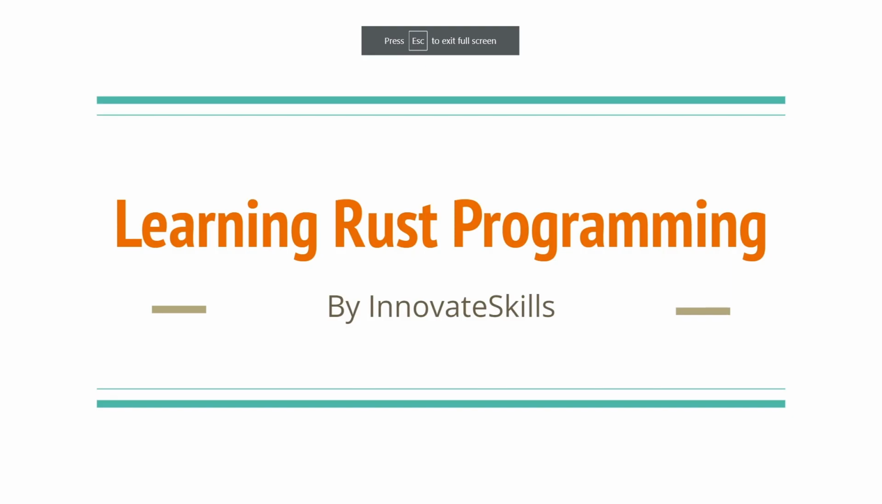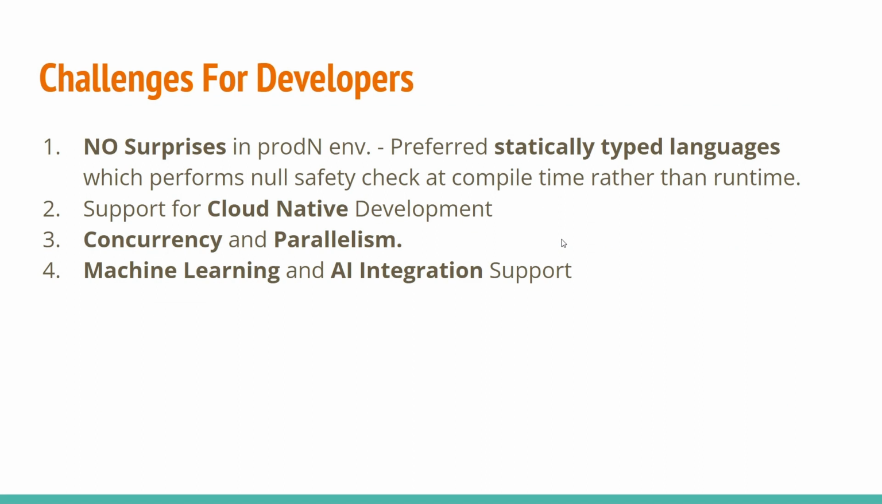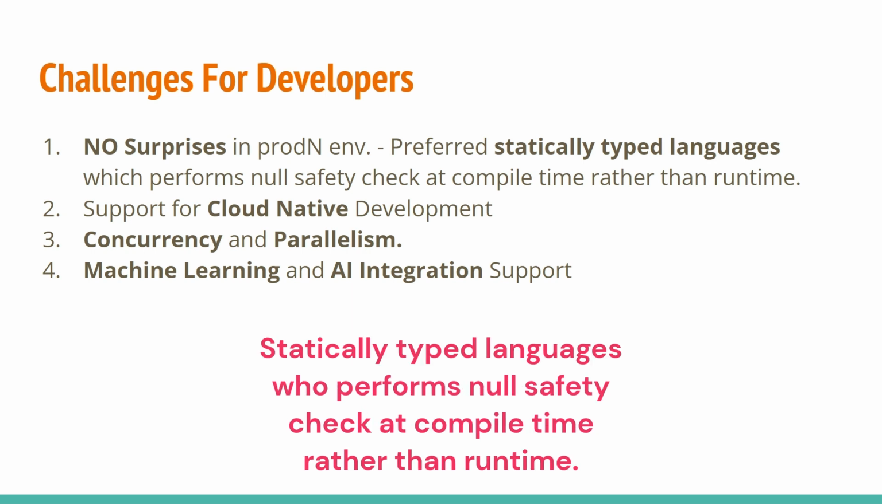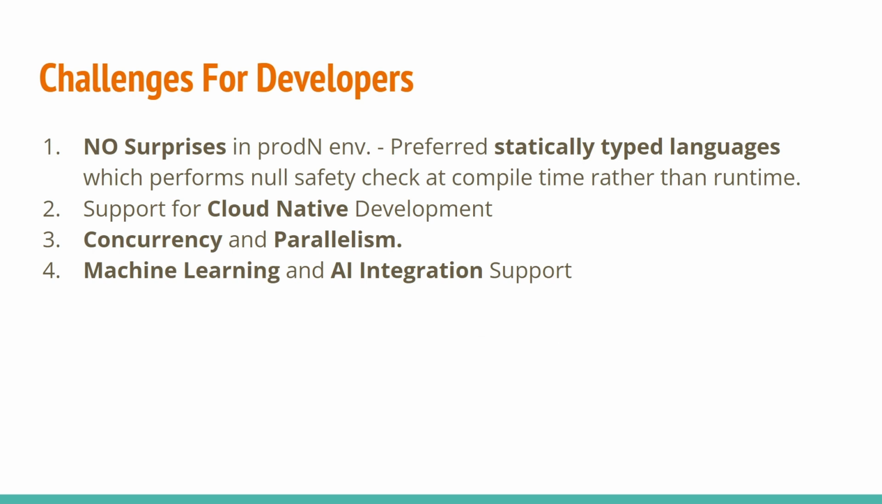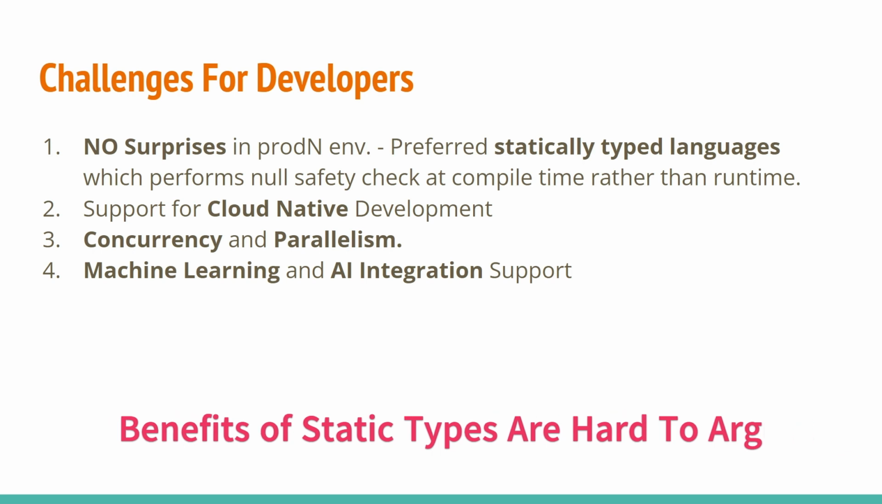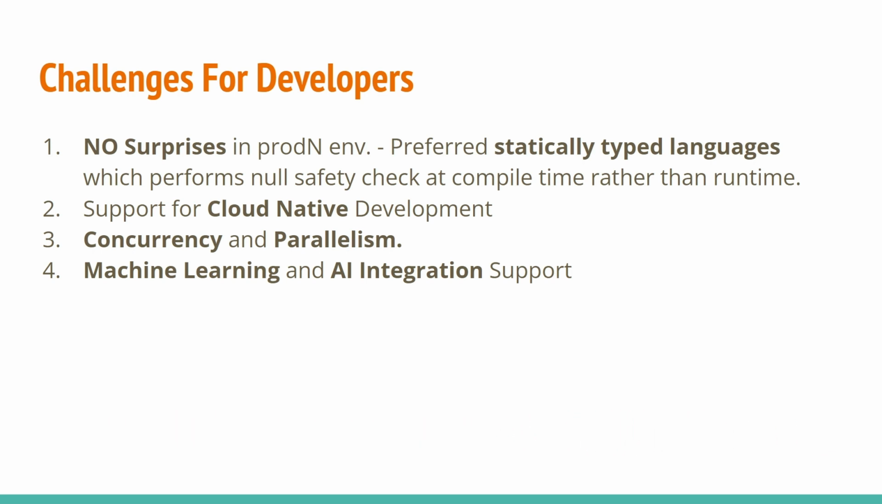Now let's go and see why exactly Rust is becoming popular in the last few years. First of all is no surprises in the production environment. I've seen the trend that developers are preferring statically typed languages which perform null safety checks at compile time rather than runtime. The argument between programmers who prefer dynamic versus static type systems is likely to go on for decades and more, but it's hard to argue about the benefits of statically typed languages. You only need to look at the rise of languages like TypeScript or features like Python's type hints, as people have become frustrated with the current state of dynamic typing in today's larger code bases.